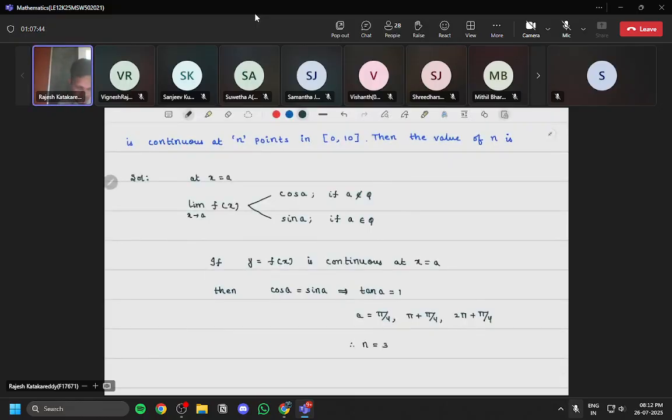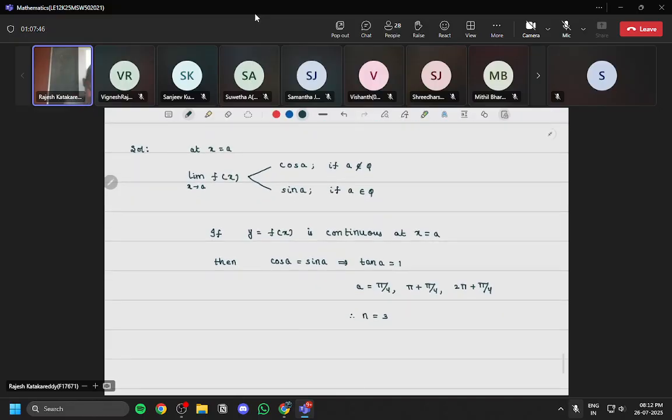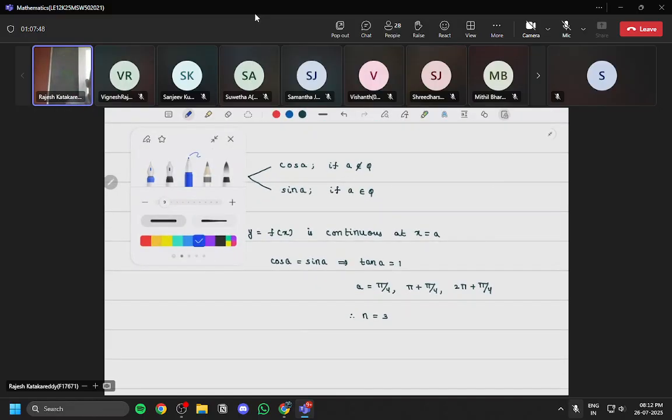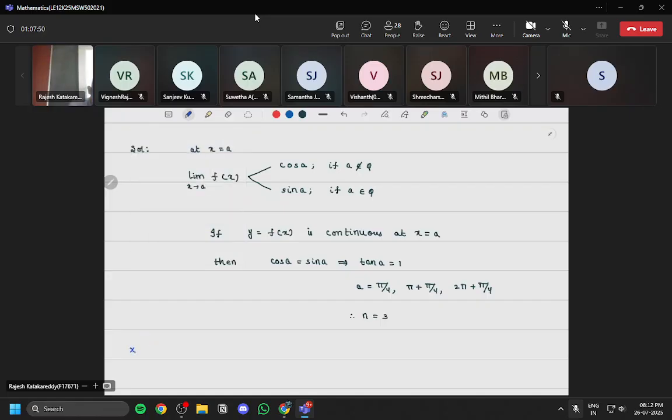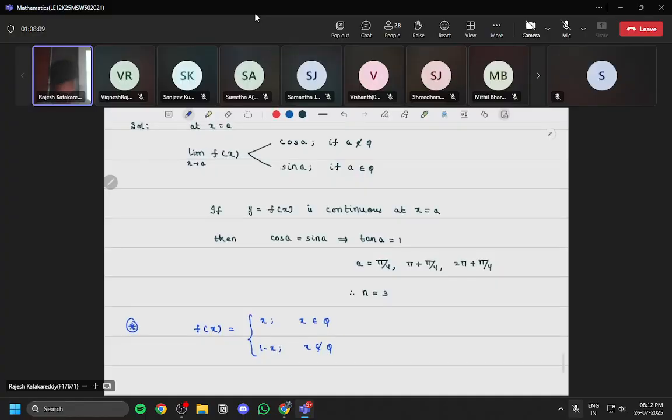See, if we want any problem on this, we can take one small problem. f of x equals x when x belongs to the rationals, and 1 minus x when x does not belong to the rationals. Find the point where f of x is continuous.